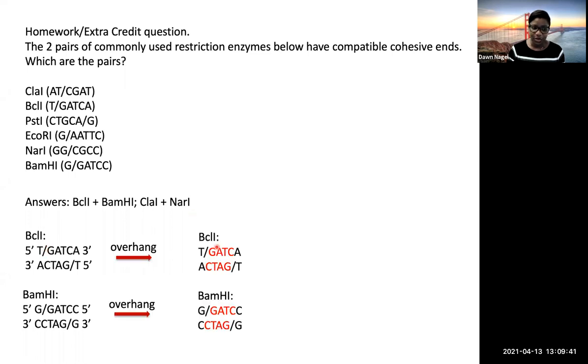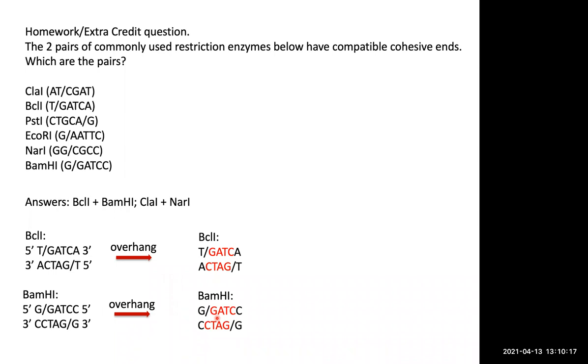So BclI, why are these two compatible? Because BclI will cleave here on the top strand. It will cleave here on the bottom strand. So this is going to be your overhang. BamHI, yes, the sequence is different, but BamHI cleaves here. It cleaves here, and this is your overhang. So these two are compatible. And you do this for all the other ones just to see. So that's how you want to address these questions, okay?